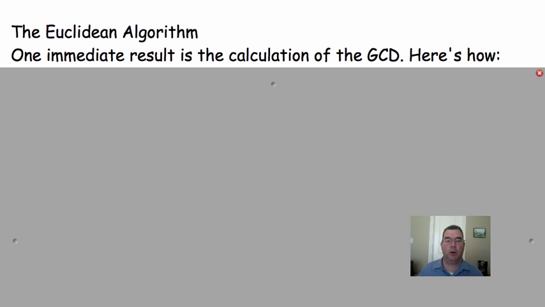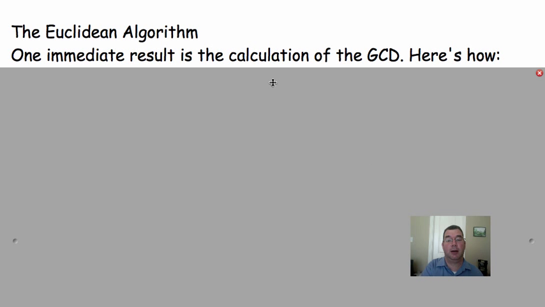Okay, so in this video, I'm going to continue the discussion of the division algorithm, and we're going to use it in a much more complicated situation, and this is called the Euclidean algorithm. It's used for a lot of things, the simplest of which and the most immediate of which is finding the greatest common divisor, or the GCD.